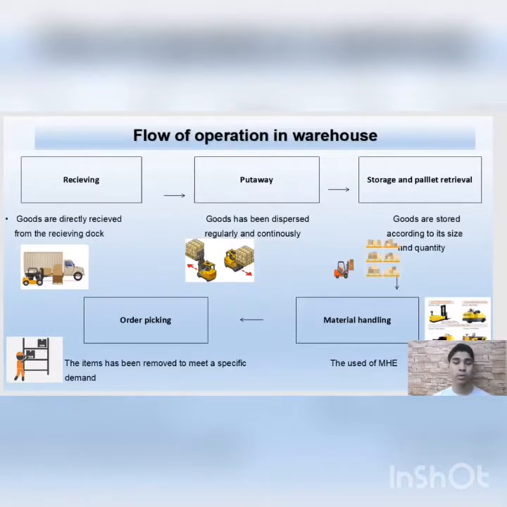Next, we go through order picking. Order picking refers to the way goods are stored for a specific period of time. In some cases, some customers store the goods for an extended period, for example, 3 months or more. So when the deadline is reached, the goods will be picked to meet a specific demand.